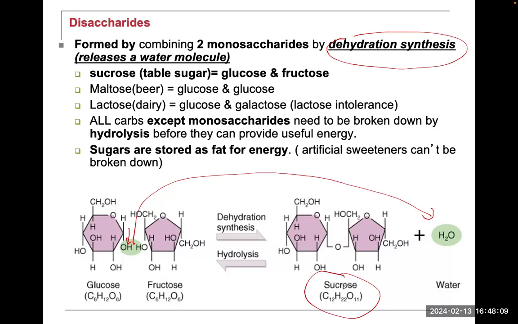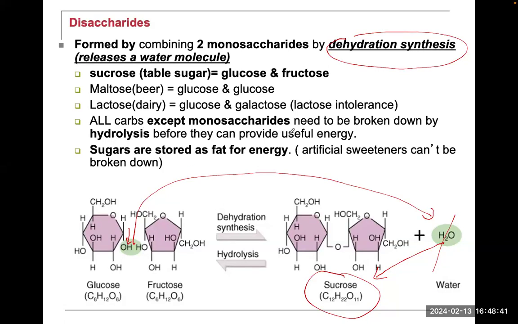When you go from table sugar or sucrose and we want to break it down, it takes water, hydrolysis, but we're going to break it down going this way. See the arrow going this way, putting the hydrogen and hydroxide back. So this is a great picture showing dehydration synthesis going from smaller to larger, or going from something larger to smaller using hydrolysis.